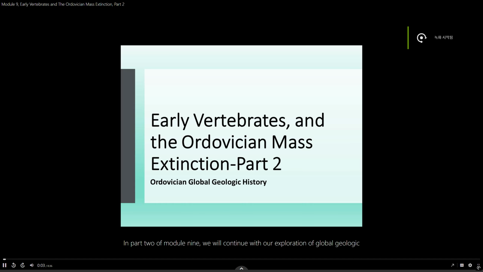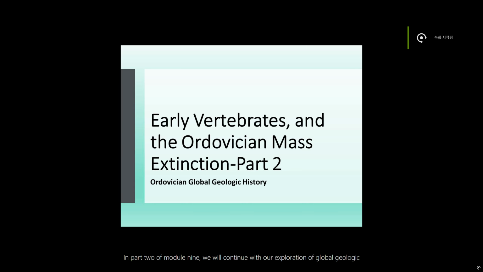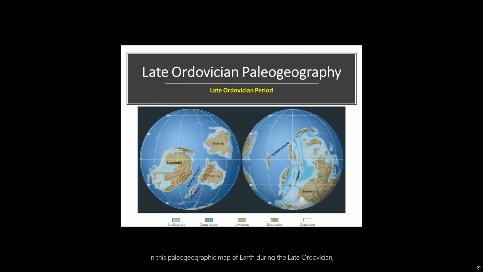In part 2 of Module 9, we will continue with our exploration of global geologic history with the Ordovician period. In this paleogeographic map of Earth during the late Ordovician, you can see the Epiric Sea encroaching onto Laurentia, also known as North America. You can also see that due to plate tectonics, Laurentia has moved further south and slightly rotated since the Cambrian.